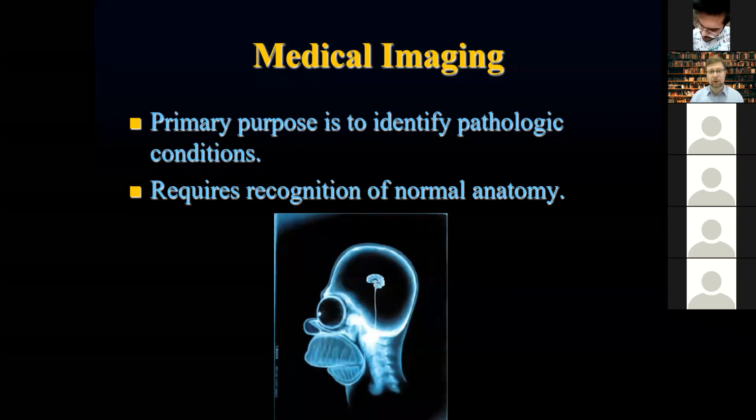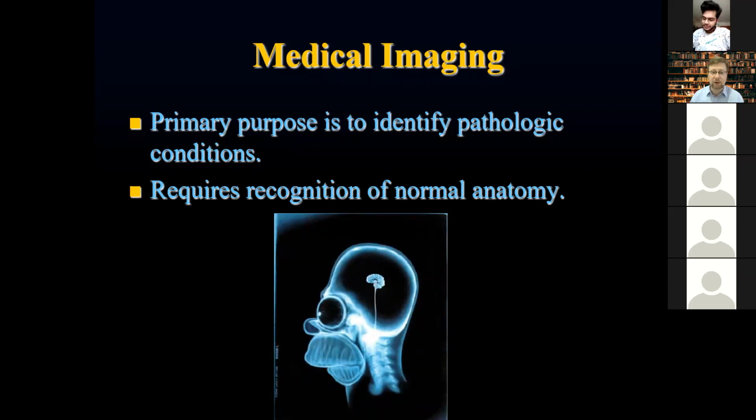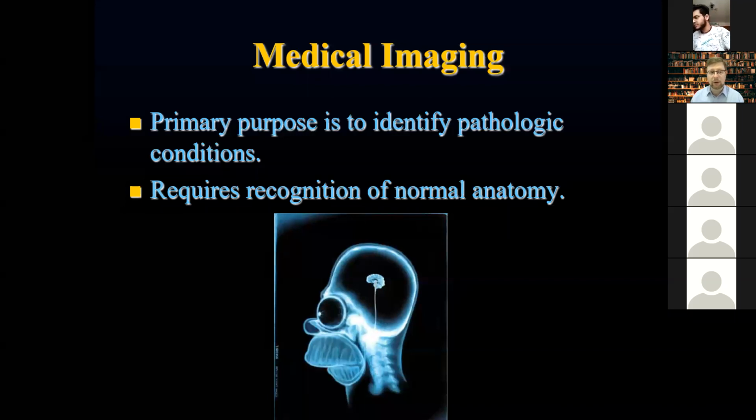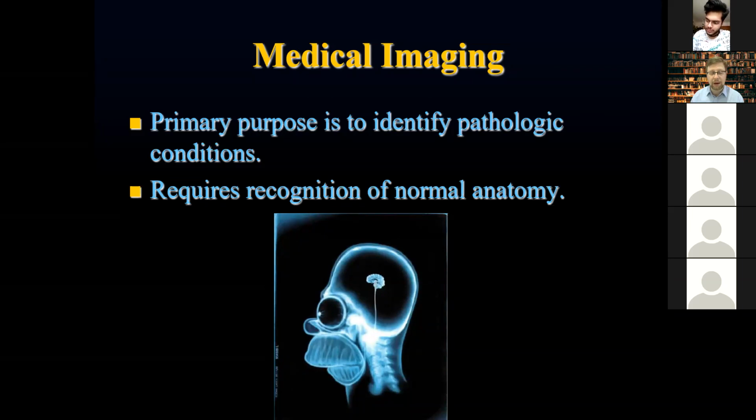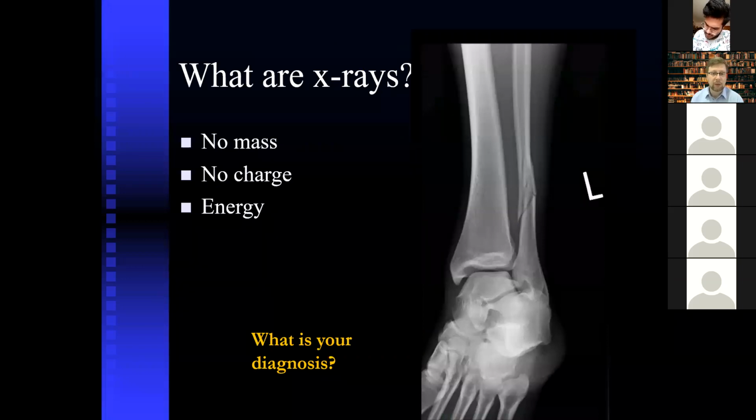So what is medical imaging in general? The primary purpose is to identify pathologic conditions. It requires recognition of normal anatomy, but you remember from the previous semester when we worked with scintigraphy scanning that not a lot of anatomical information could be obtained from the nuclear imaging methods of visualization. If we talk about X-ray imaging and CT imaging, much more information about the anatomy could be obtained.